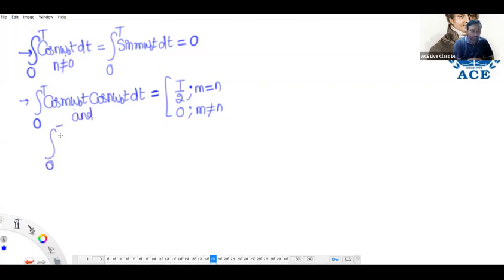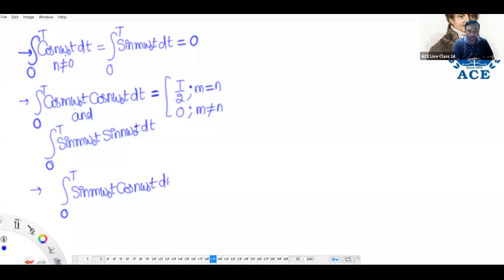The same relation is equally true for sine into sine: sine m omega naught t, sine n omega naught t dt. But if you take the sine into cos product, for all values of m and n, the answer is 0. By using these predefined integrals, we are in a position to find the respective coefficients.